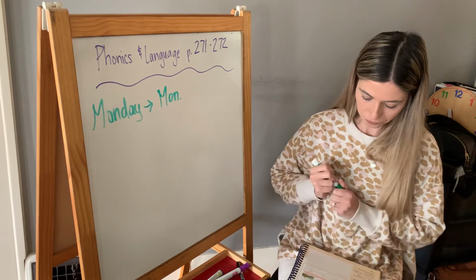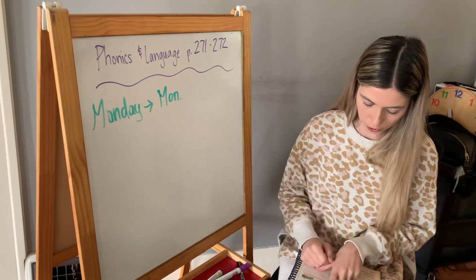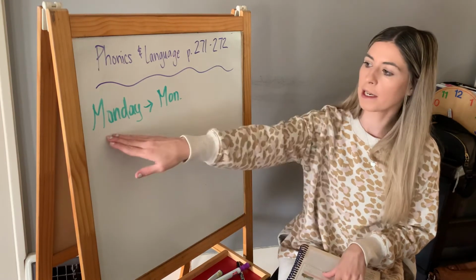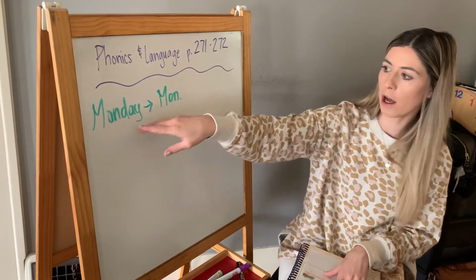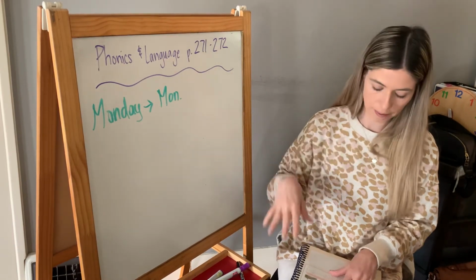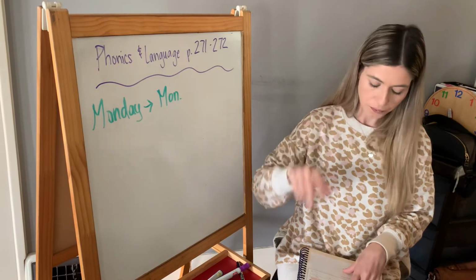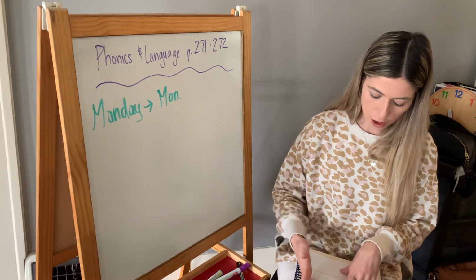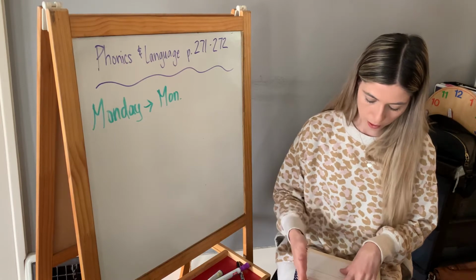Section 1, you're going to draw lines to match the abbreviations with the words. So it's going to have a word and you're going to draw a line to match it with its abbreviation. All of them are going to get matched up. Section 2, write the abbreviation for the words. If there is no abbreviation, write the word.